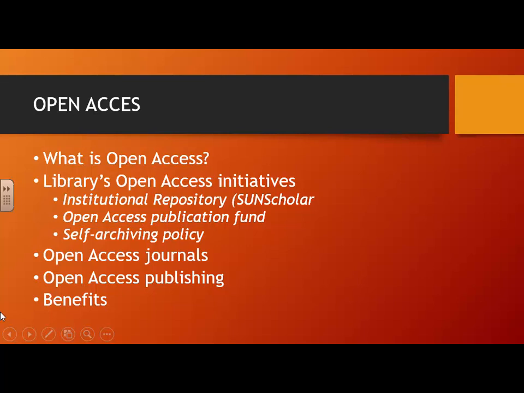Regarding open access initiatives, these are some of the things that I want to talk to you about today. What we're basically going to cover in this session is the following. We're going to talk shortly about what open access is, the philosophy around it. We will then look at some of our initiatives at the library, and I specifically want to concentrate on three things, namely the institutional repository, Sun Scholar, the Open Access Publication Fund, and the self-archiving policy of the university. We will then spend some time looking at open access journals, open access publishing in general, and lastly look at the potential benefits of publishing open access.